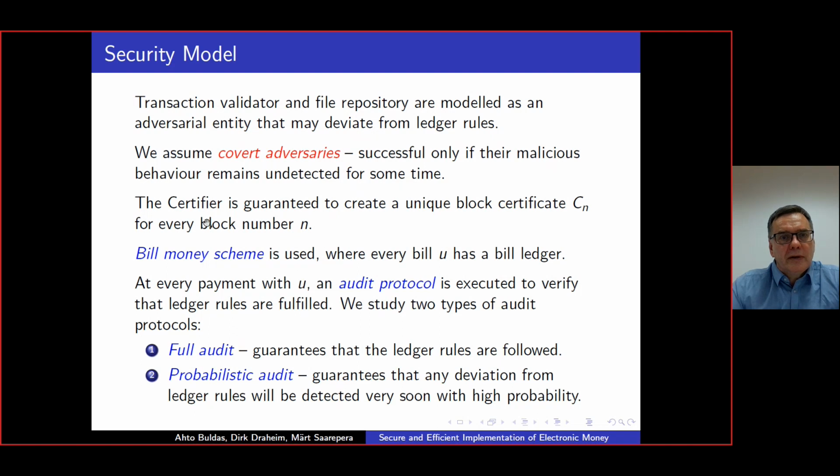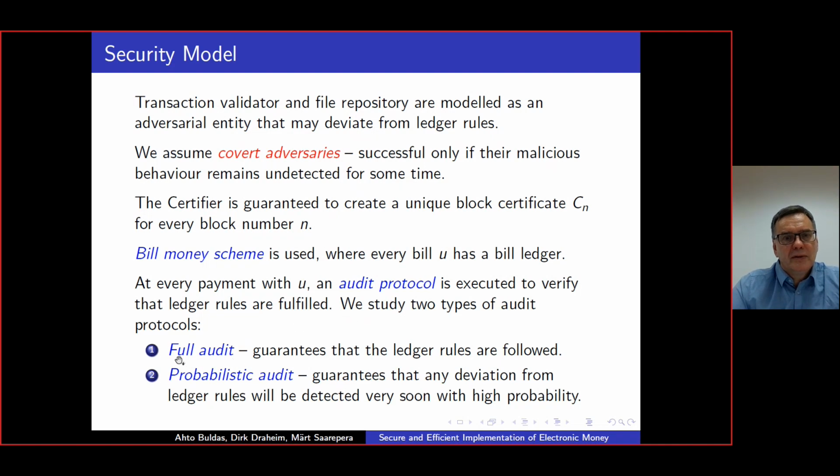This is because the certifier is under the control of the central bank. We use a bill money scheme where every bill has a bill ledger. At every payment with a bill U, an audit protocol is executed to verify that ledger rules are fulfilled. As I mentioned, the transaction validator is outsourced, so we cannot exclude possible misbehavior. But by using the audit protocol, we try to discover any deviation as fast as possible.